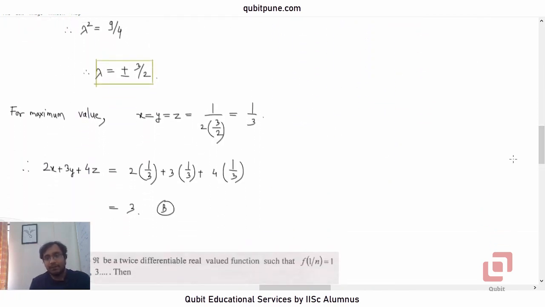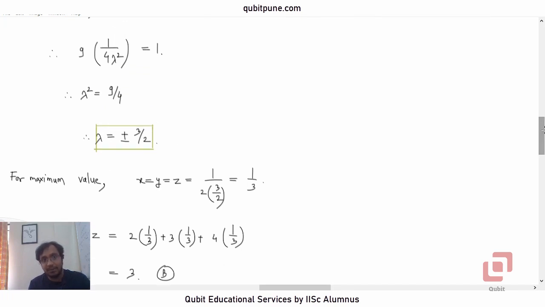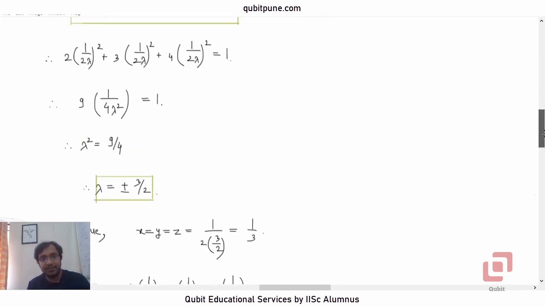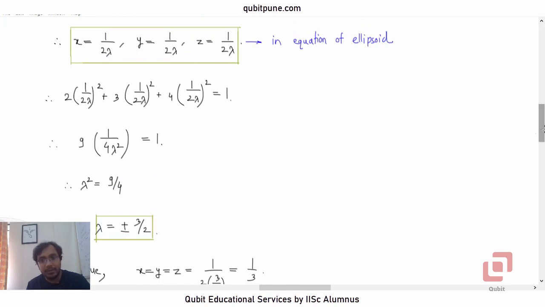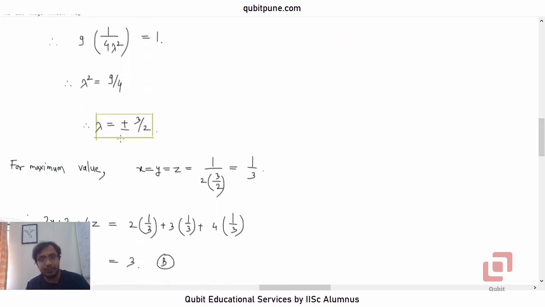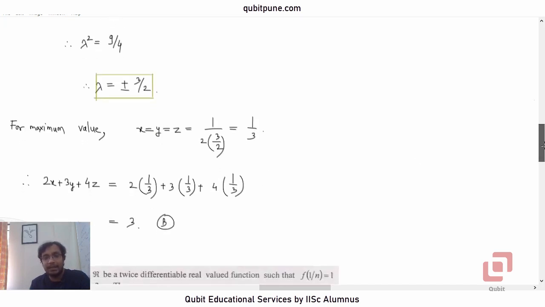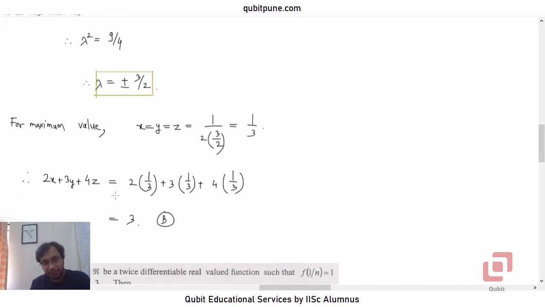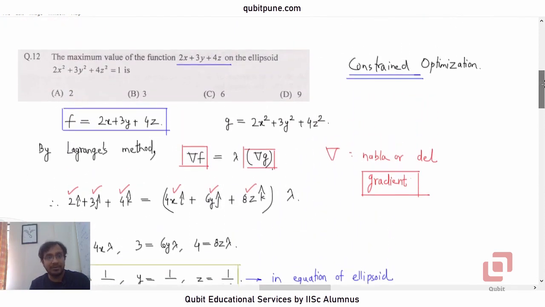And therefore we will pick lambda to be positive 3 by 2 for maximum value, and x, y and z, all of them are equal to 1 over 2 lambda. 1 over 2 lambda means 1 upon 2 into 3 by 2, because we have rejected negative 3 by 2 for obvious reasons. So 2 into 3 by 2, that's 1 upon 2 lambda, that will be 1 upon 3, and 2x plus 3y plus 4z, if you substitute x, y, z to be 1 upon 3, it will be 9 into 1 upon 3 or 3. So the correct option is B.